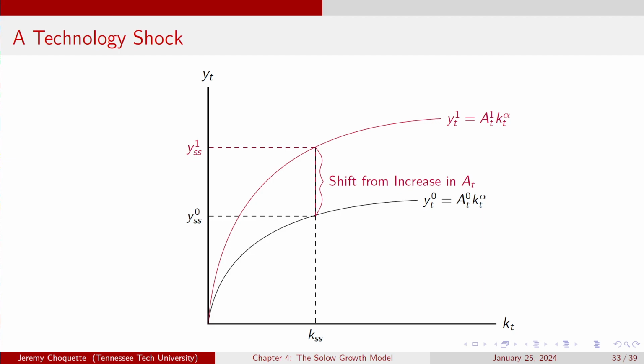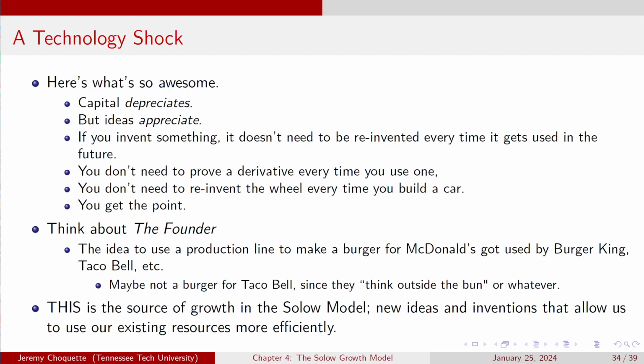And when output and investment increase, assuming depreciation stays the same, then steady state capital will also increase. Thus, you get an increase in steady state investment, steady state consumption, and steady state output. Literally everything grows. So that's the source of growth, and that's sort of how it looks.